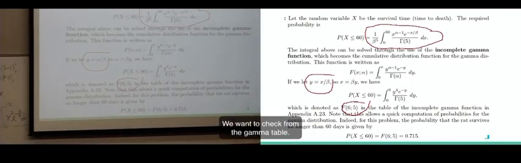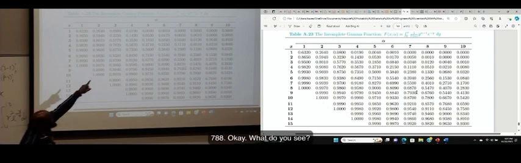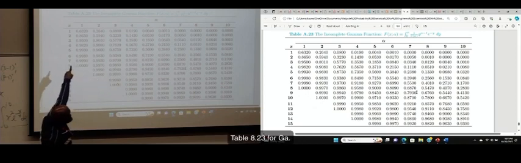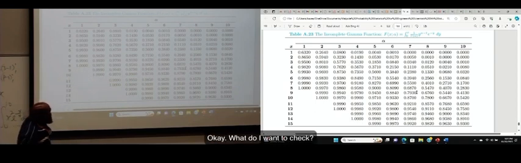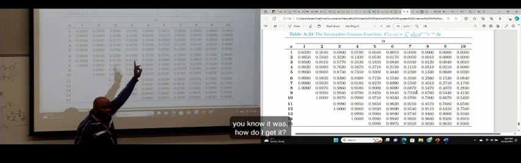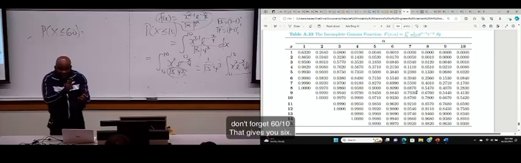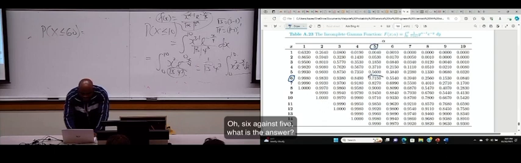We want to check from the gamma table. Give me one second. I'm going to discard this. Now I need you to be focused. What page in the textbook? 788. What do you see? Table 8.23 for gamma. What do I want to check? I want to check for 6 against 5, alpha. How do I get 6? 60 divided by the value of beta. Don't forget, 60 divided by 10 gives you 6. I'm going to check 6 against 5 now. Let's see. I'm going to write now. 6 against 5. What is the answer?